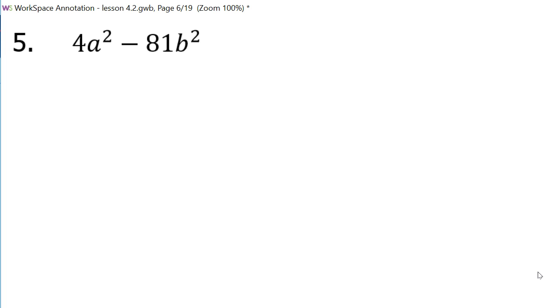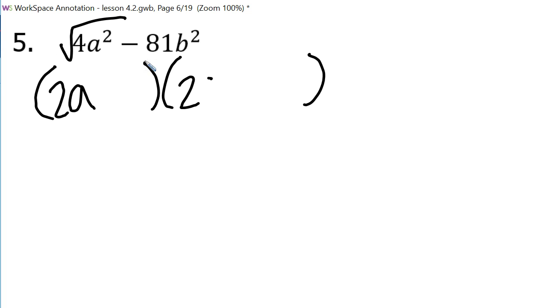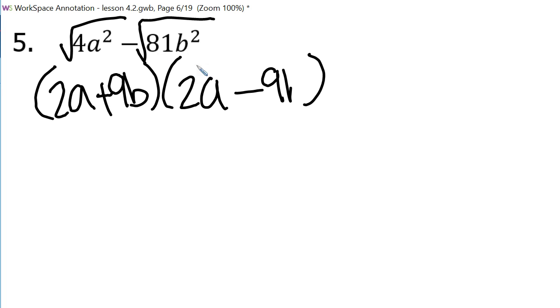Number 5, is this a difference of squares? Yes. Put your 2 sets of parentheses. What's the square root of 4a squared? 2a, 2a. One is a plus, the other is a minus. And what is the square root of 81b squared? 9b and 9b. So we'll have 2a plus 9b and 2a minus 9b.